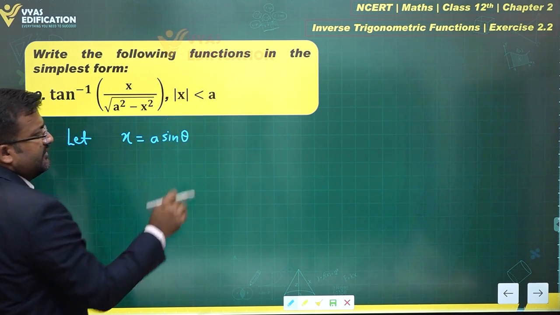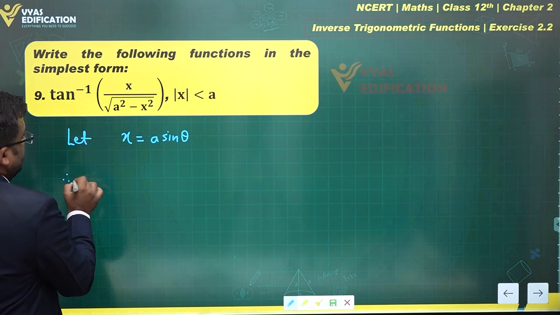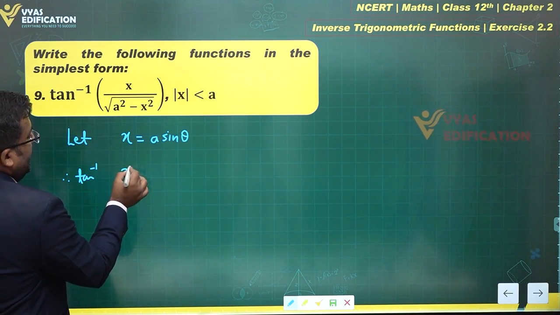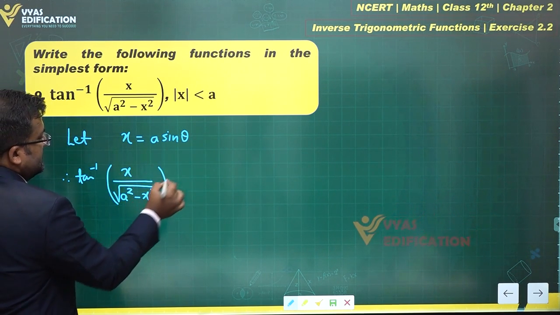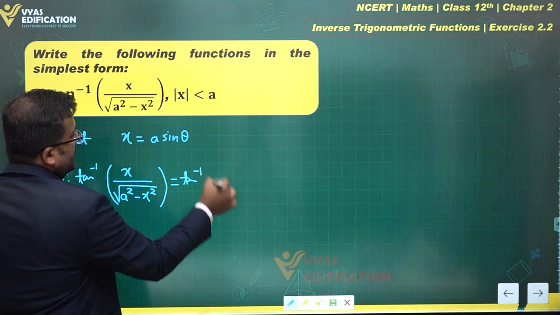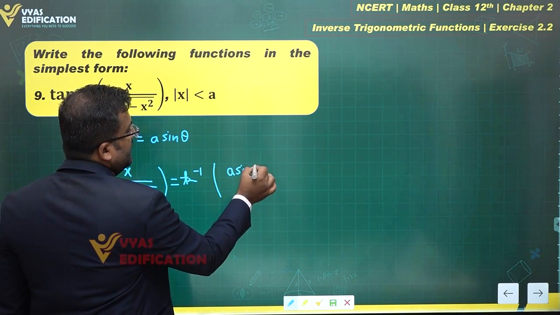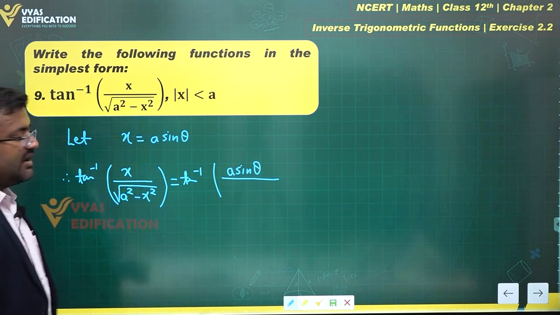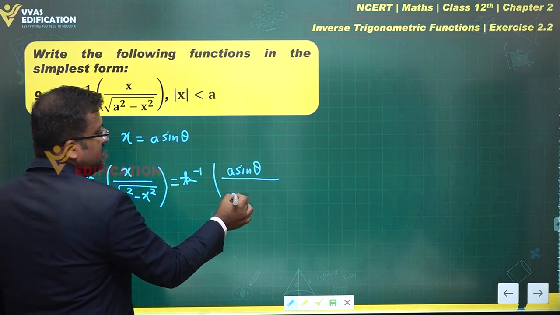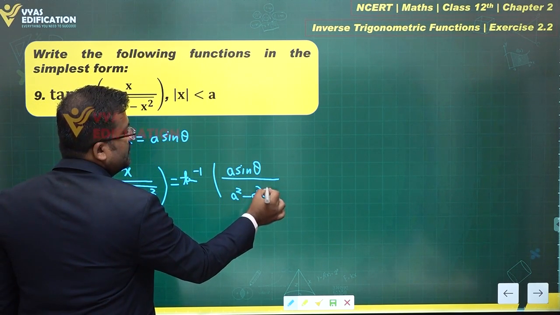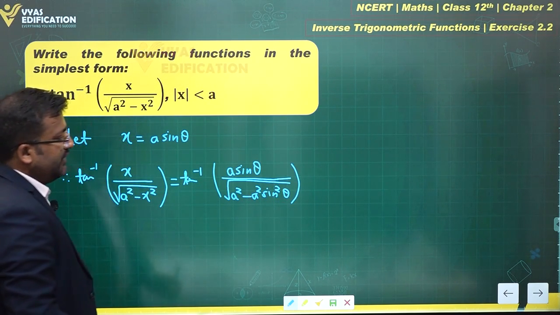Now this particular thing will be okay. Yes. And what will this simplify into? Therefore, tan inverse of x upon under root of a square minus x square further simplifies into what? This becomes tan inverse of x. What is x? x is a sine theta, over under root of a square minus x square, which is a square minus a square sine square theta, and then there's an under root over here.